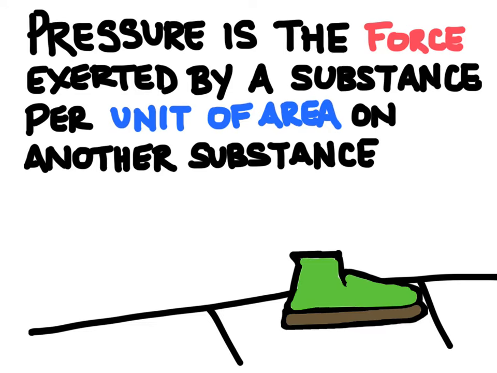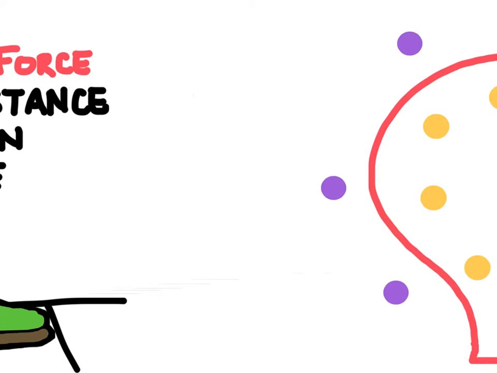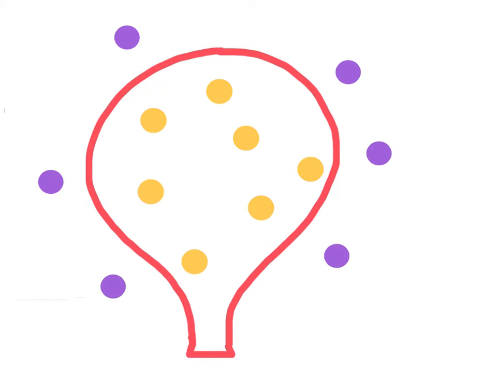Now we usually measure the pressure in units of newtons per meter squared, and the unit newton is going to be a unit of force, and then meter squared is a unit of area. Now gas pressure can be thought of as the force of the gas particles as they collide with the walls of a container with a gas inside of it.